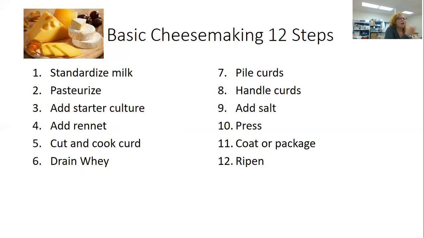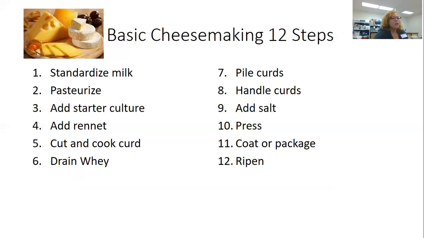Pathogens are bad bacteria that can make you sick, and also parasites. So we want to pasteurize it. In the process, pasteurization kind of denatures some of the vitamins that are naturally present and some of the enzymes. We'll talk about that later.